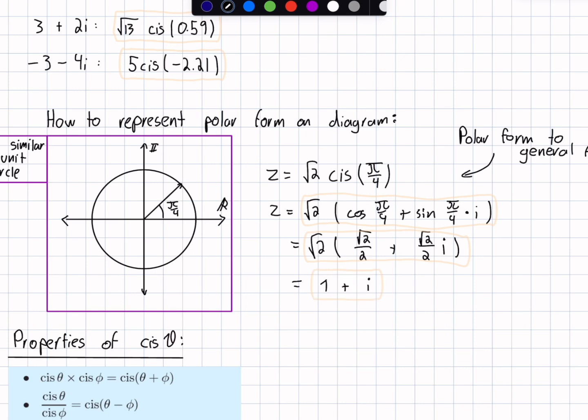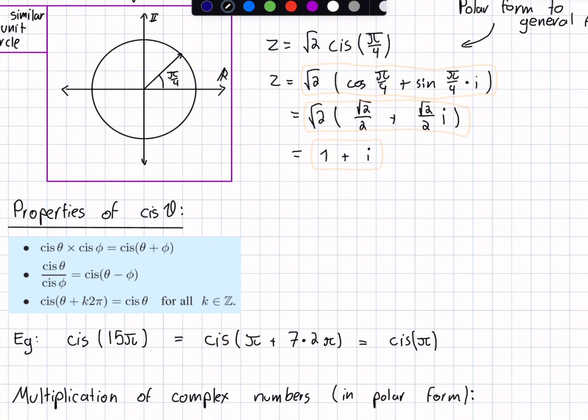And here we have a quick conversion from our complex number in polar form to general form. So you can see it is possible to convert it in both ways. Here are some interesting properties of cis.